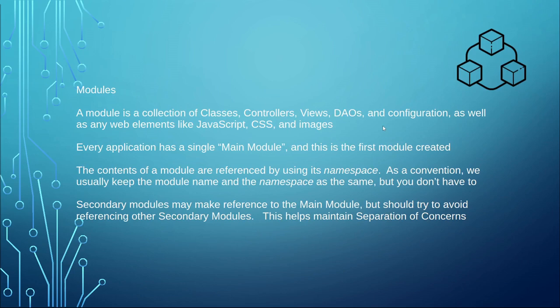Modules. A module is a collection of classes, controllers, views, database abstraction objects, and configuration, as well as any web elements like JavaScript, CSS, and images. And again, you reference the modules, no matter what you're referencing, whether it's the PHP class or JavaScript or whatever, you have to use the namespace to get you to the module. And then there are corresponding folders in that module that have everything else in it. Every application has a main module, and that is the first module you create, and it is in your hierarchy path.